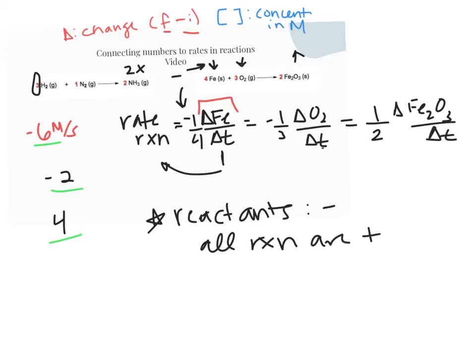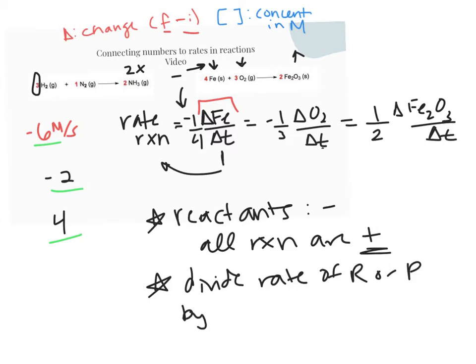Kind of like if you're driving a car, and if you drive it backwards, it's still positive. So we want it to be positive. And the other thing we need to remember is that we divide the rate of a reactant or product by its coefficient to make the rate of reaction. Sorry about my writing. Those are the 2 main things we're doing here. So all you've got to do next is practice.